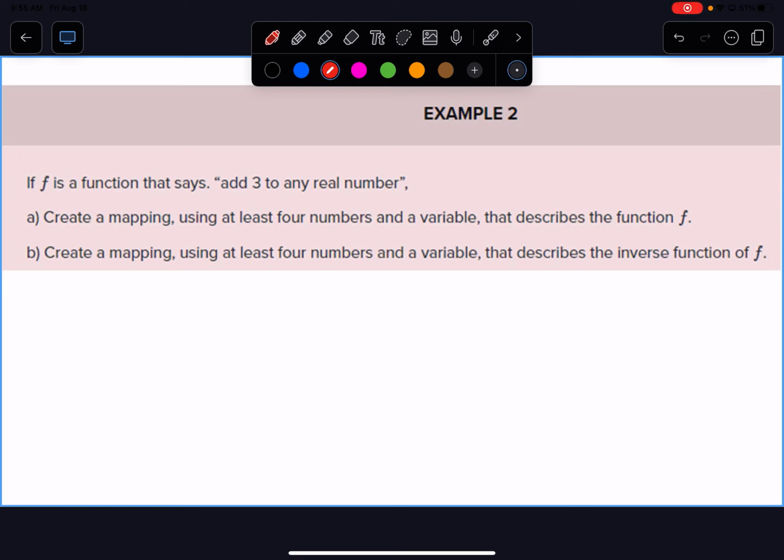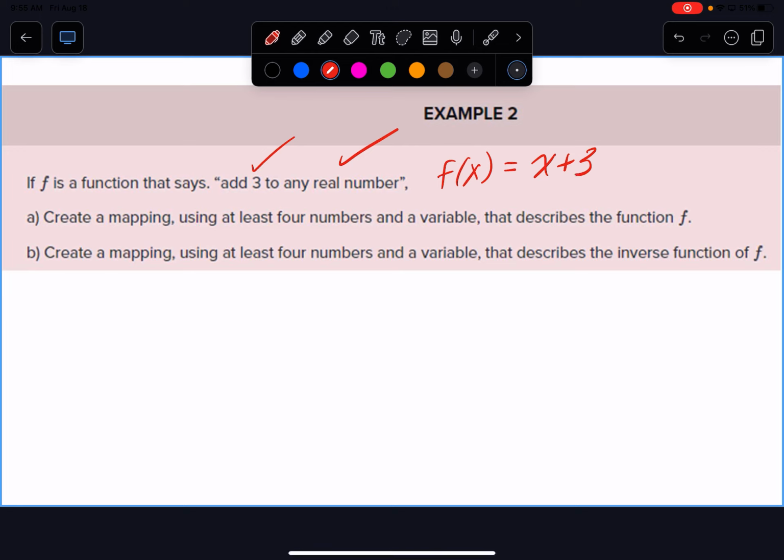So read it with me. Sometimes people overcomplicate it. It says, if f is a function that says add 3 to any real number, then write the equation. What would that be? It says add 3 to any real number. So we say f of x is equal to, what's the equation? Yeah, 3 plus x. X plus 3. It doesn't matter what you say. X plus 3 is the same thing as 3 plus x. Isn't that the equation, everyone?